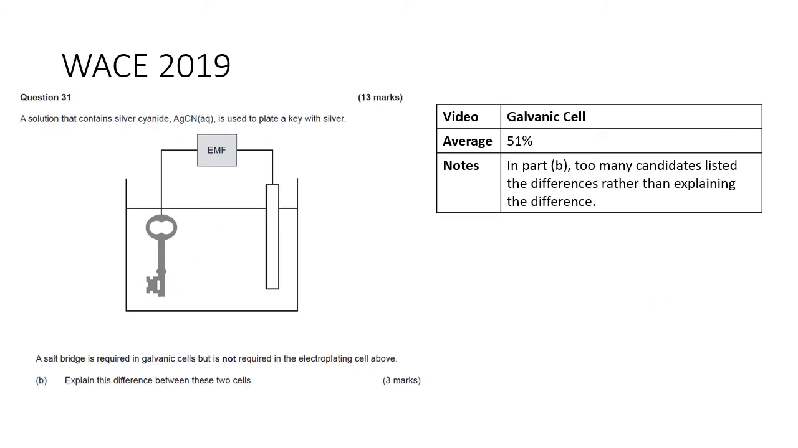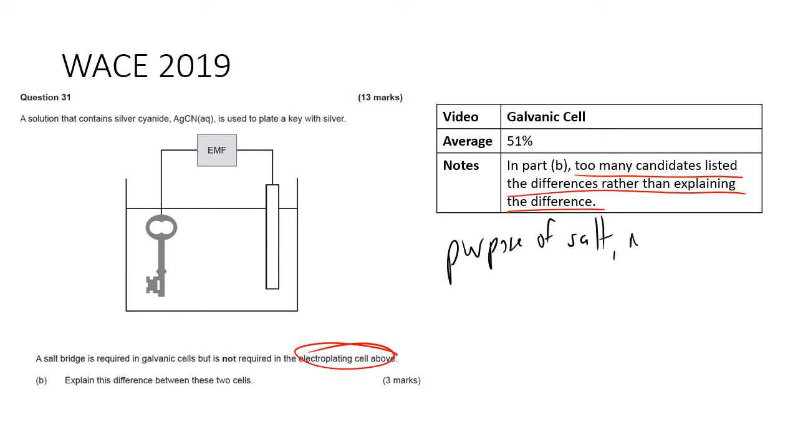Salt bridge is required in galvanic cells, but not required in an electroplating cell above. Explain the difference between the two cells. For this one, you have to refer to the electroplating cell above. What is said here is that too many candidates listed the differences rather than explaining the difference, and they didn't use this as an example. In general, you need to talk about the purpose of a salt bridge, which is to maintain electrical neutrality.